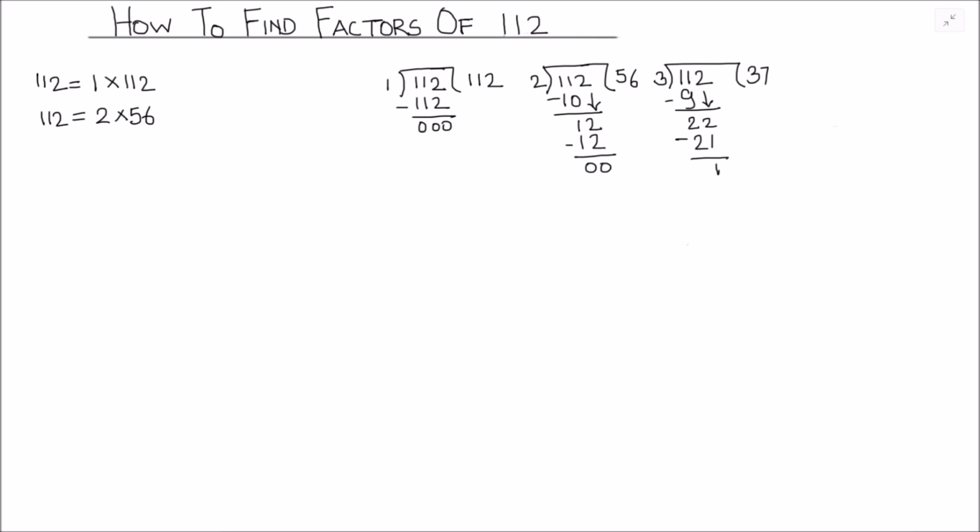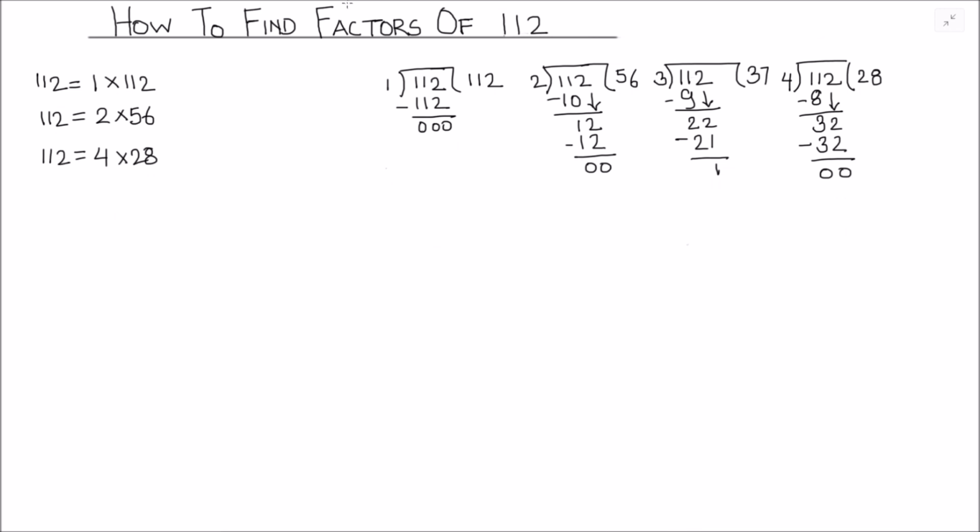Let us divide 112 by 4. 4 times 2 is 8 and we got 3 as remainder. Then we'll drop down 2. So it is 32. Now 4 times 8 is 32 and the remainder is 0. So 4 is a factor of 112. So we'll write it here as the product of 4 and 28.